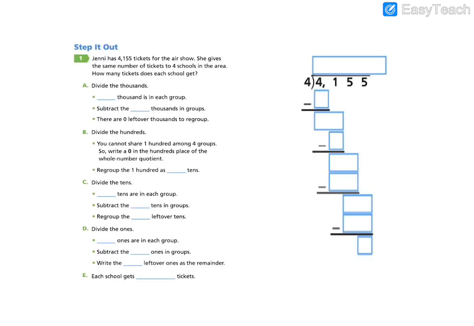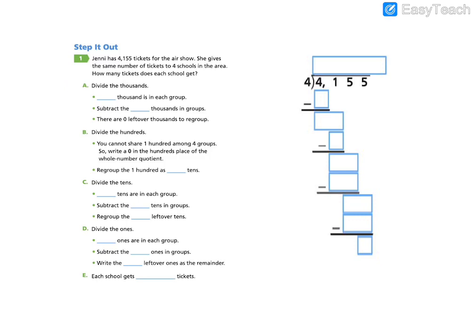Okay, so let's take a look at our first problem. Jenny has 4,155 tickets for the air show. She gives the same number of tickets to 4 schools in the area. How many tickets does each school get? All of these steps are going to be guiding us to complete the long division equation. So let's start with step A.